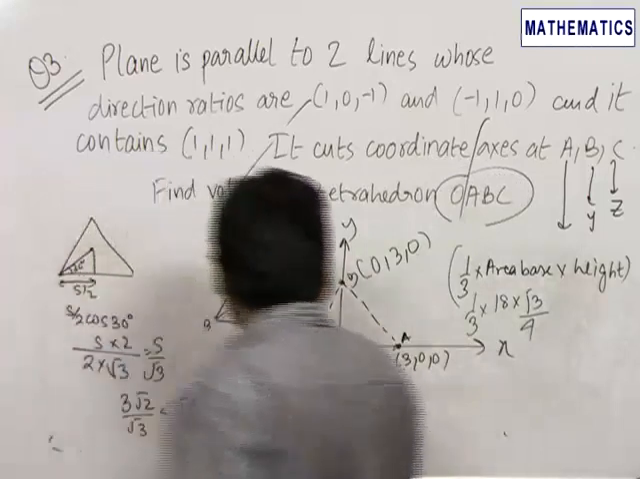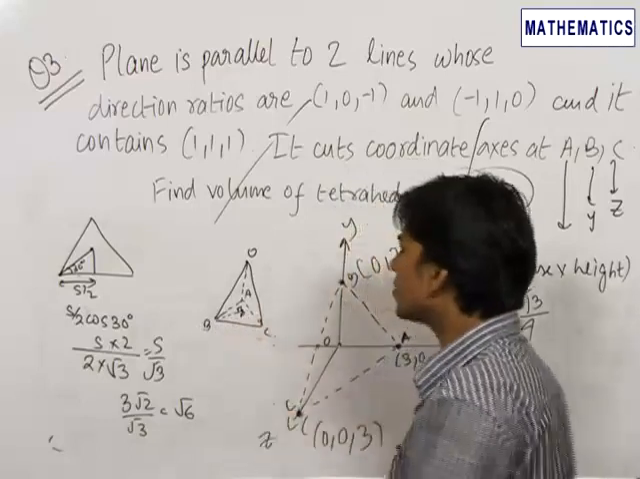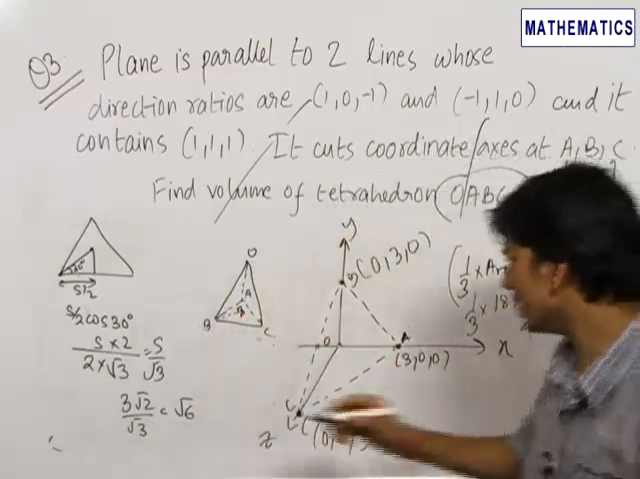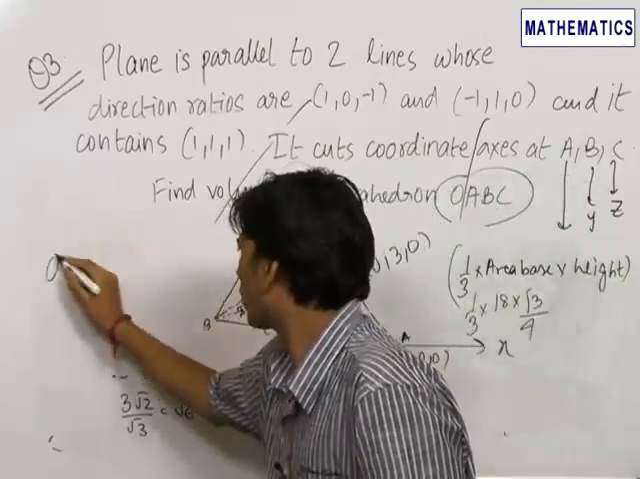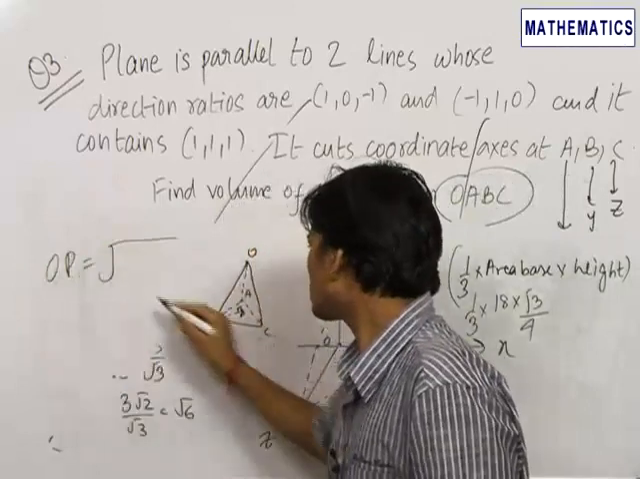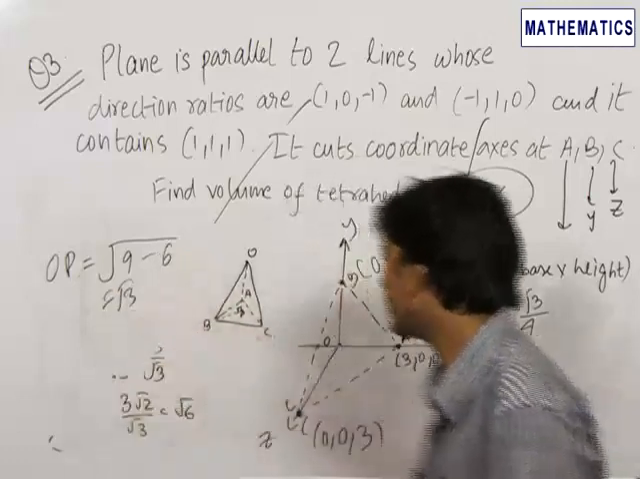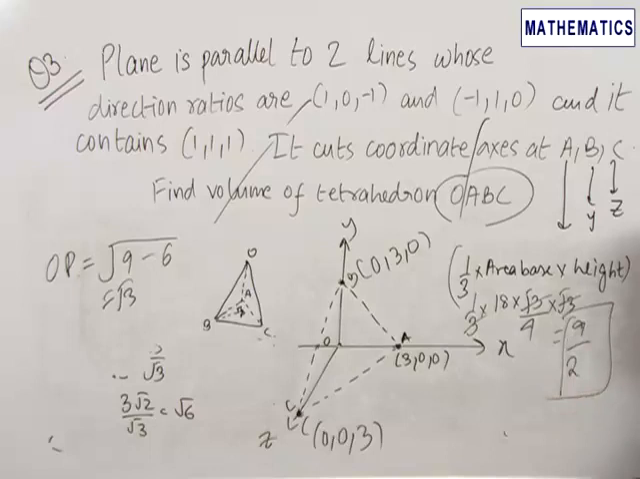Now let this point be P. PB becomes equal to root 6, and we already know OB is equal to 3 as can be seen. Therefore OP is equal to root over 3 square, that is 9, minus root 6 whole square. By Pythagoras theorem this comes out to be equal to root 3. Therefore we know the height to be equal to root 3. This cancels to give us the answer 9 by 2, which is our final answer for the volume of the tetrahedron.